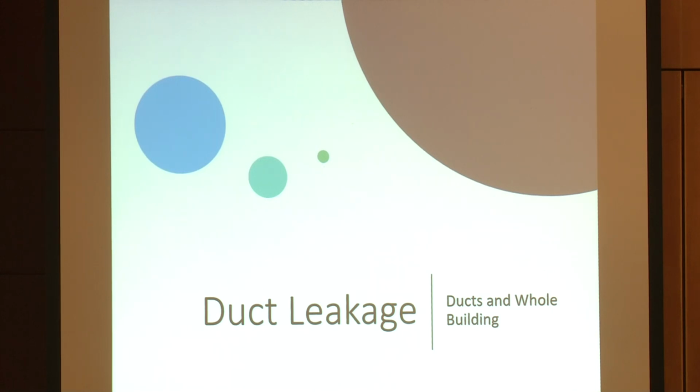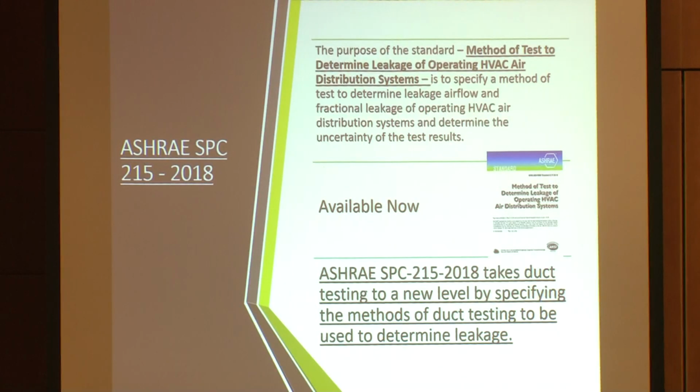So obviously the mechanical contractor has to seal those ducts, and then as a TAB professional, we have to test those ducts to make sure of what that leakage is. And so when we do that, we use ASHRAE standards, a new standard that just came out in 2018, which takes duct testing to a new level by actually specifying the methods of test that we have to use to determine that leakage. Now, we've been using these similar methods for years because our own TAB company standards tell us exactly what we need to do.